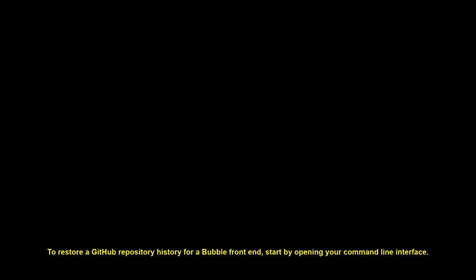To restore a GitHub repository history for a Bubble front-end, start by opening your command line interface. Navigate to the directory where your Bubble project is located. If you haven't already, initialize a Git repository by typing git init. Next, check if your repository is already connected to GitHub by using the command git remote -v.